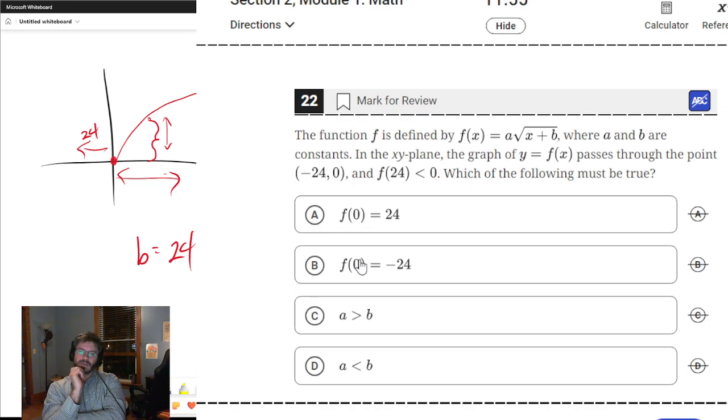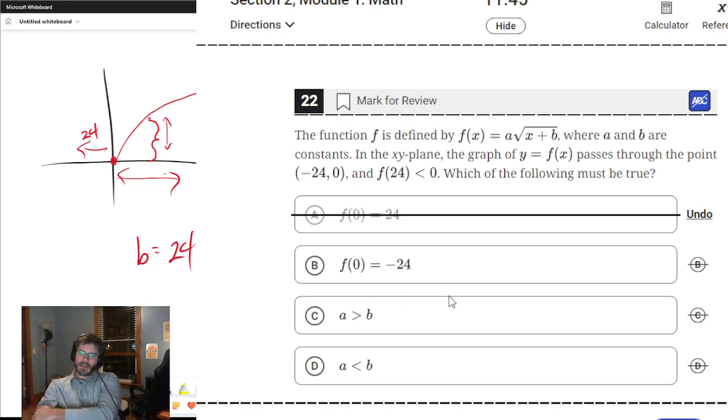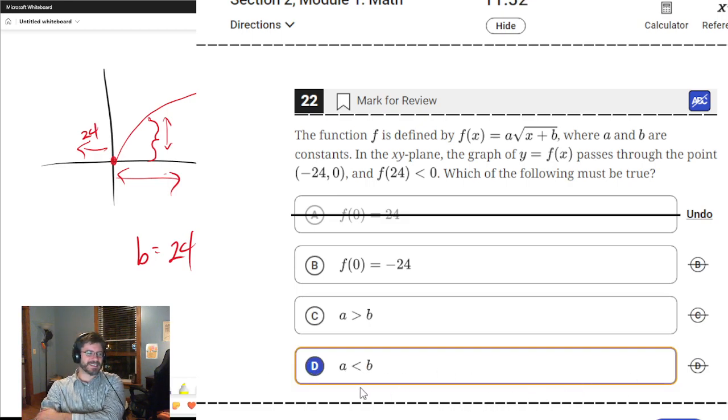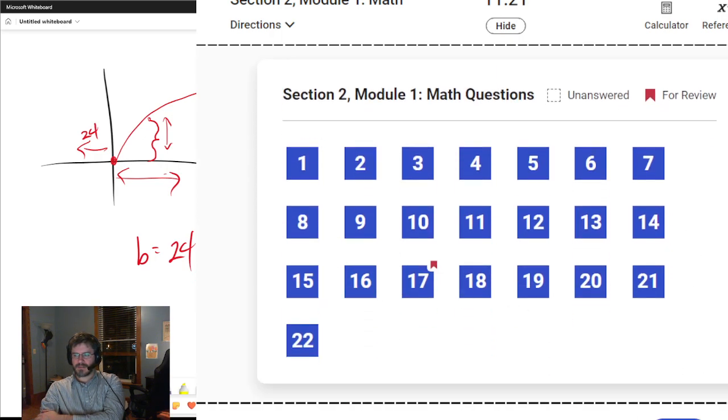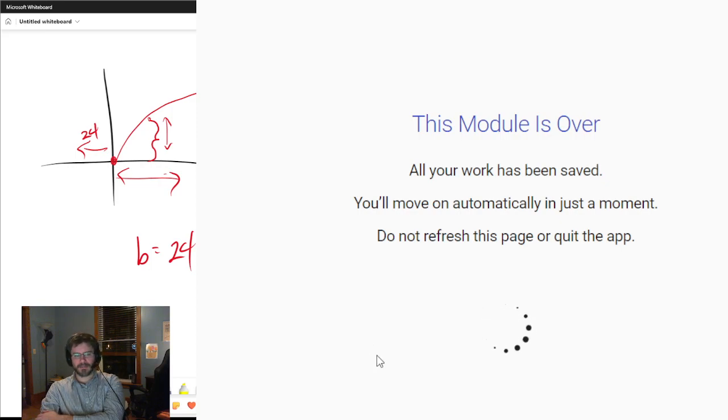F of 0 can't possibly be equal to positive. It is possible that A is greater than B. Or no. Sorry, B is positive 24. A is negative, so I don't know why I'm overthinking this. A negative is obviously less than a positive. B is positive 24, and A is any negative number that you like, so A is less than B. And that's that for that. That's module 1 in the bank.